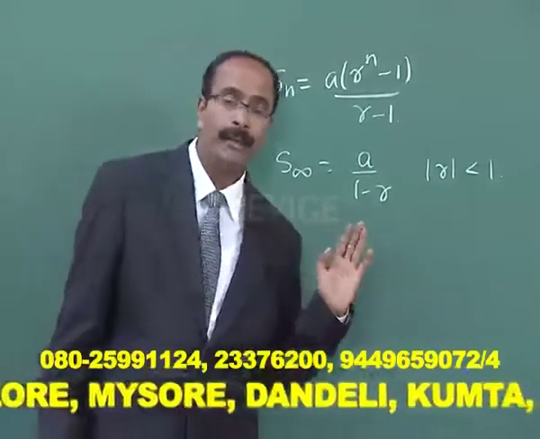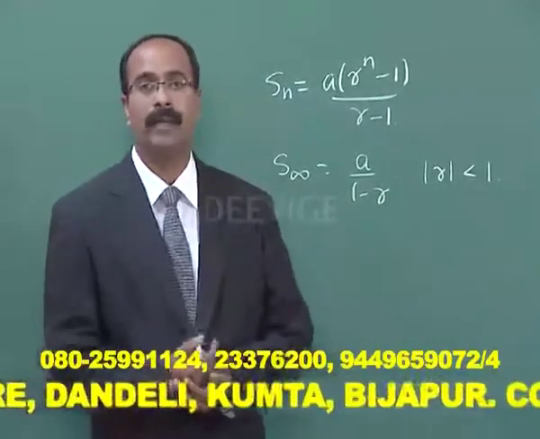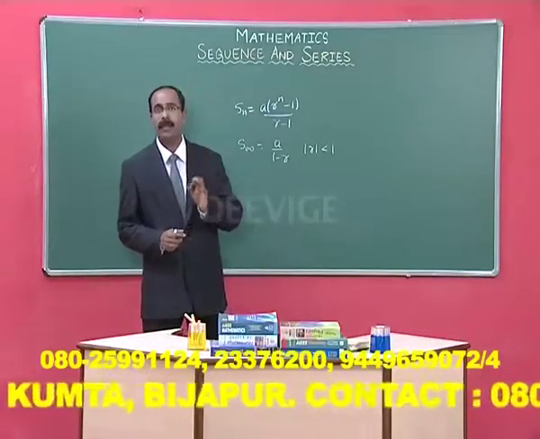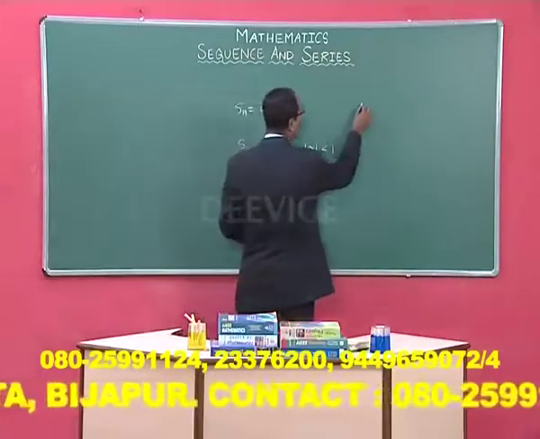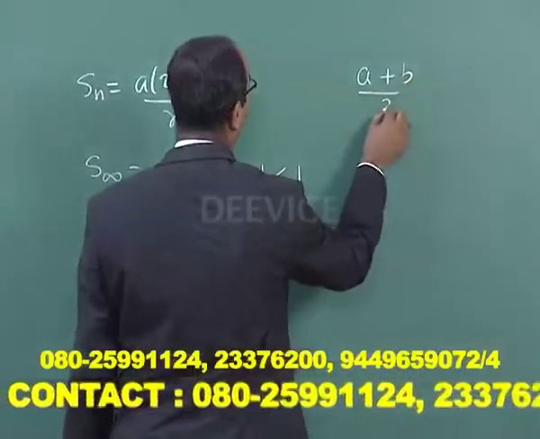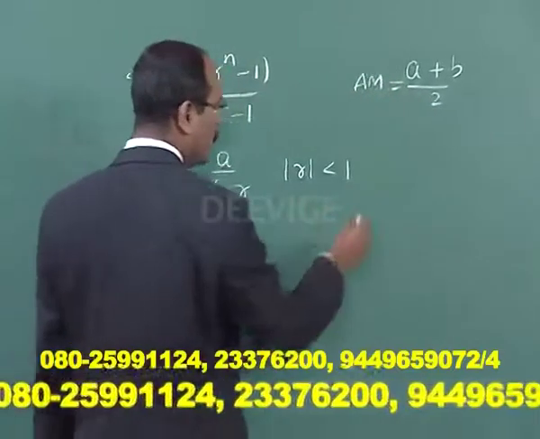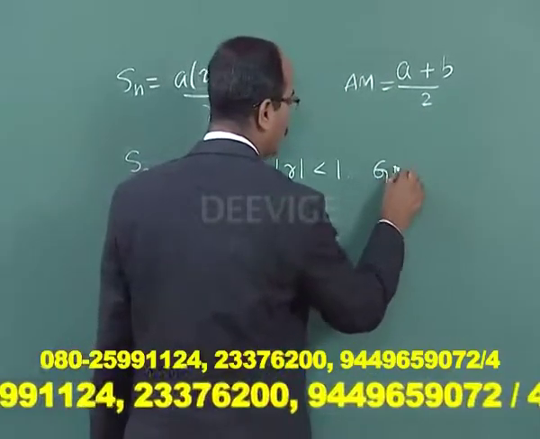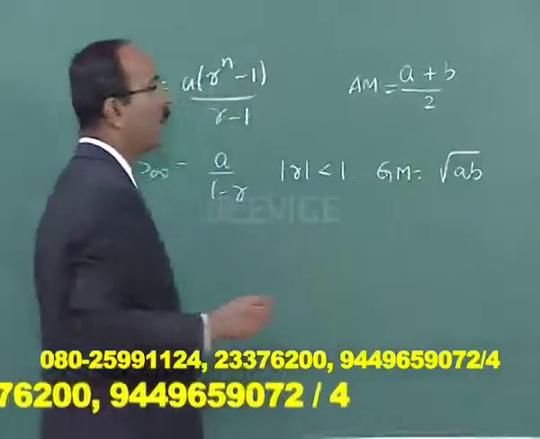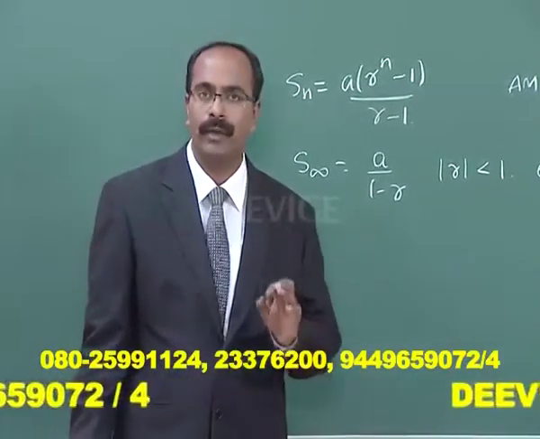Then coming to AM and GM. AM means arithmetic mean and GM means geometric mean. AM of two numbers A and B is given by (A plus B) by 2. Suppose A and B are two numbers, then (A plus B) over 2 will give you the AM of the two numbers. Similarly, GM of two numbers is given by root of AB. AM of two numbers is (A plus B) by 2 and GM of two numbers is root of AB.